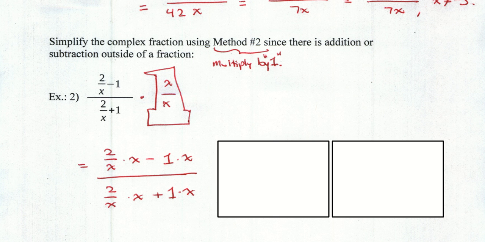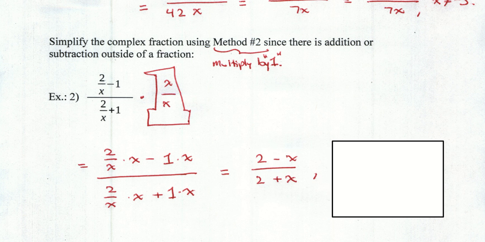Let's do the cancellation, and let's not show 1 times x. That's just x. So the x is canceled in the first term in the numerator, leaving us with a 2. The x is canceled in the first term in the denominator, leaving us a 2. And our answer is 2 minus x over 2 plus x.